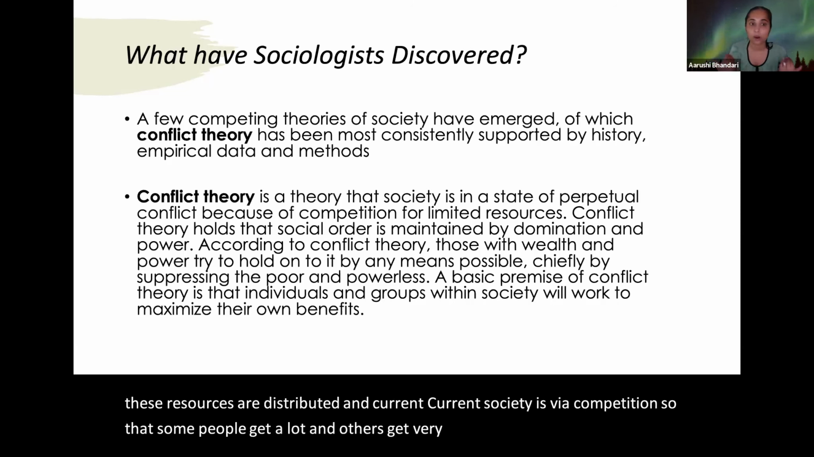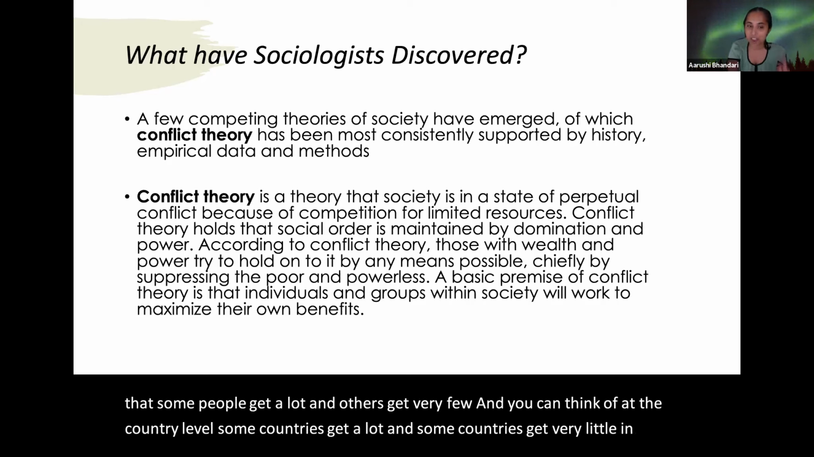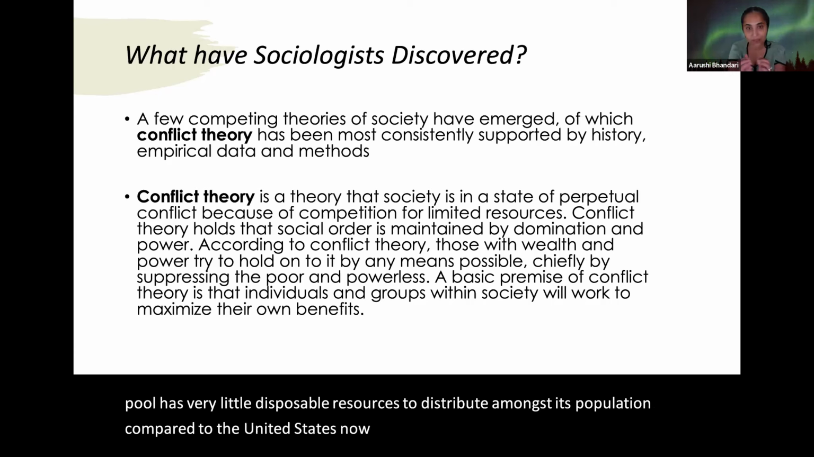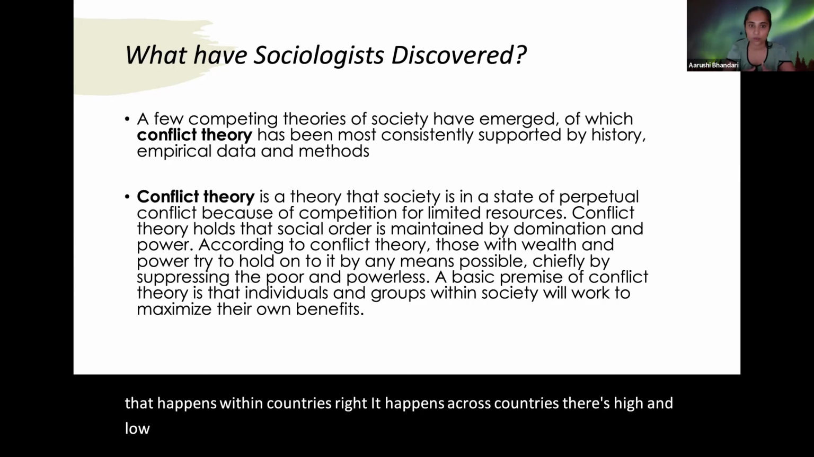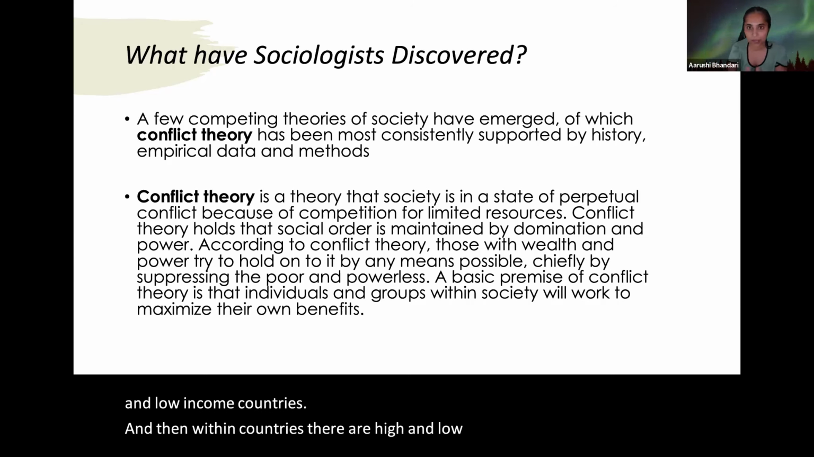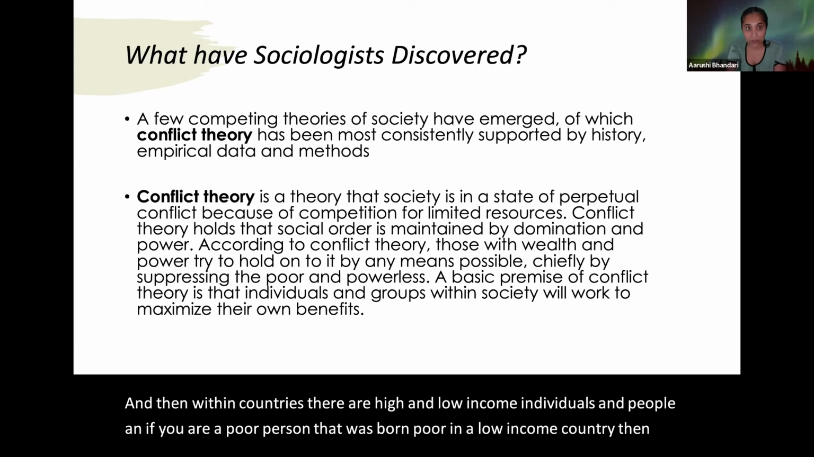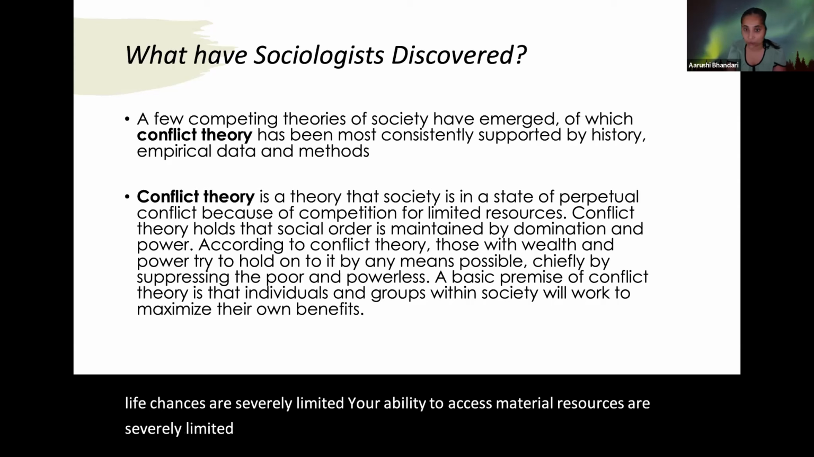And you can think of that at the country level. Some countries get a lot and some countries get very little. Nepal has very little disposable resources to distribute amongst its population compared to the United States. Now that happens at the country level, and then that happens within countries, right? There are high and low income countries, and then within countries there are high and low income individuals. If you are a poor person born poor in a low income country, then your life chances are severely limited. Your ability to access material resources is severely limited, completely at random, right? You don't choose where you're born.